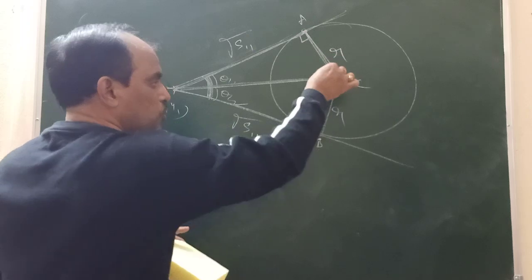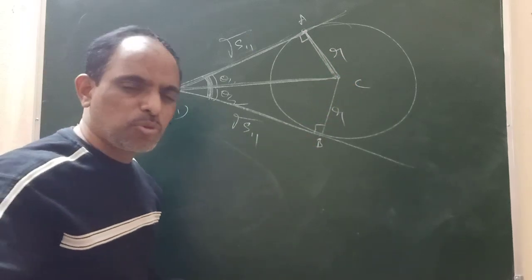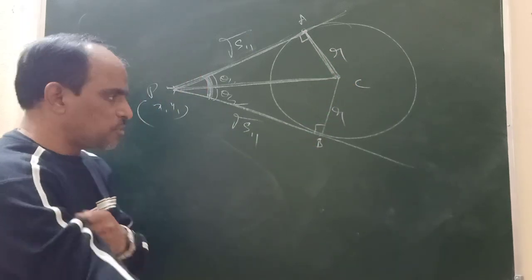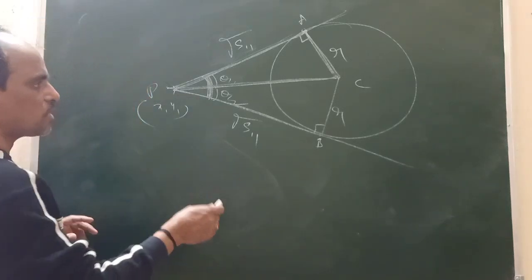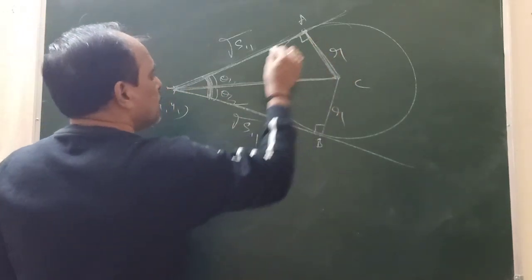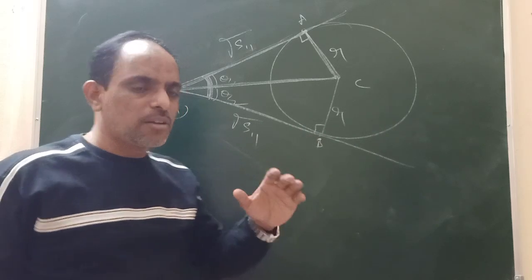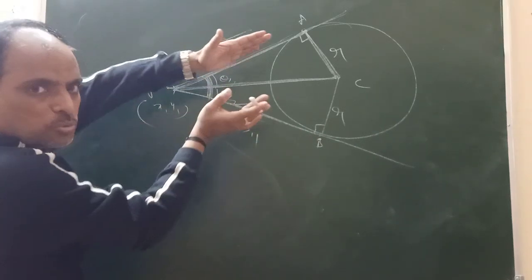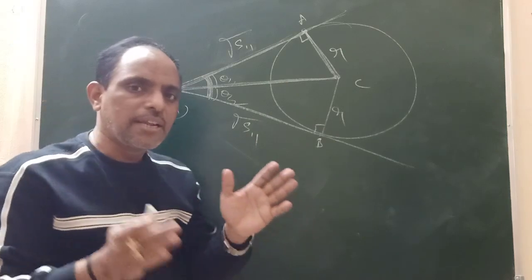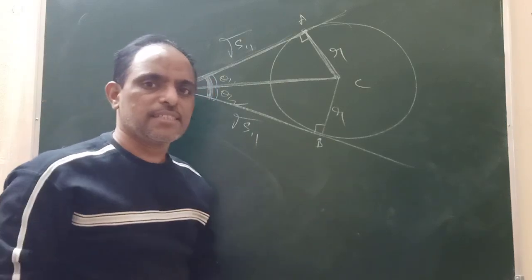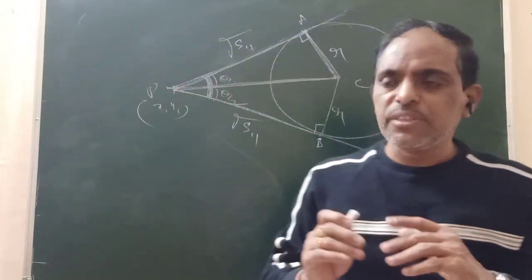This is the radius. So from this figure, I am going to prove a number of important concepts. The first one is, you see, this line CP is nothing but the angular bisector between the tangents. These are the two tangents and this line is the angular bisector between the tangents.